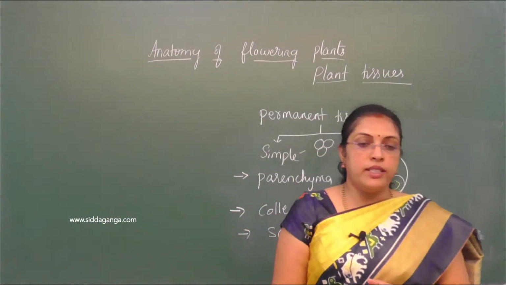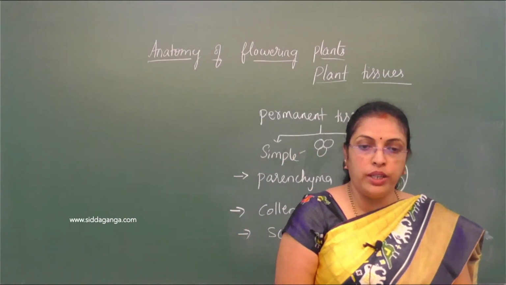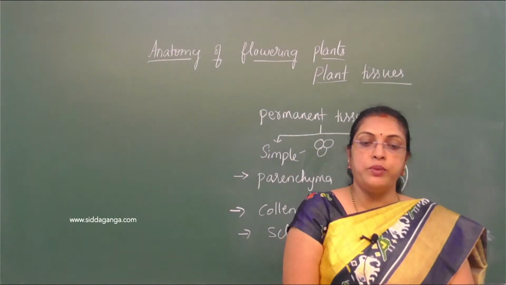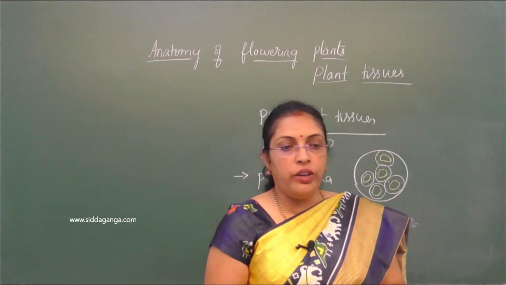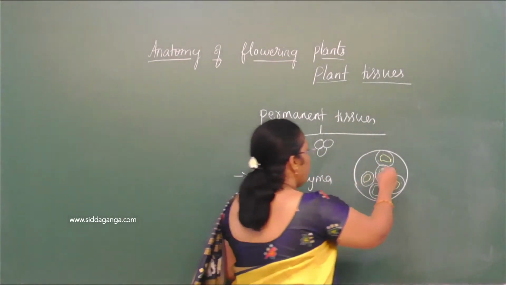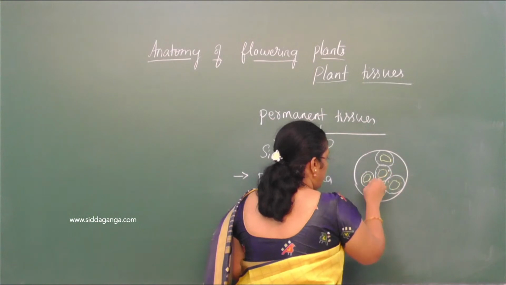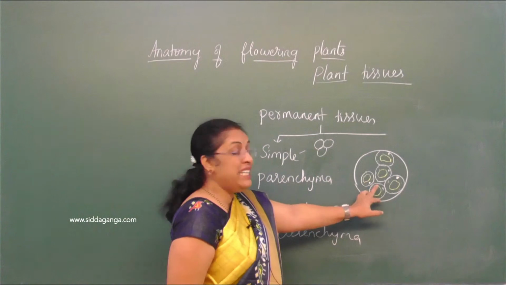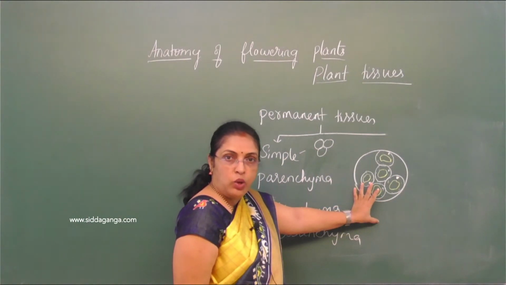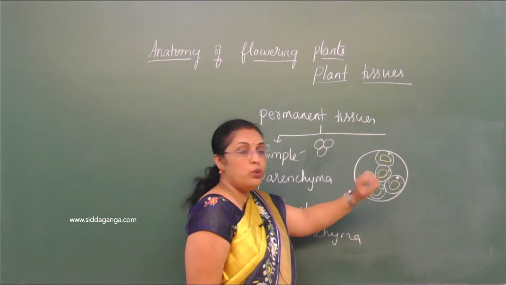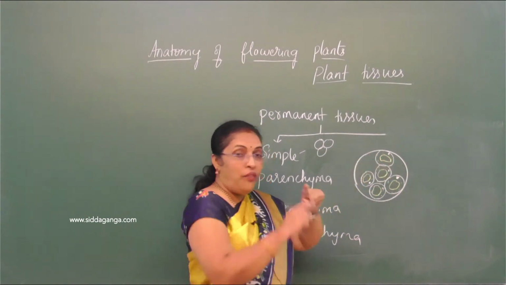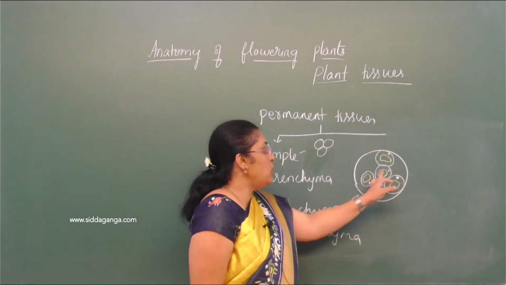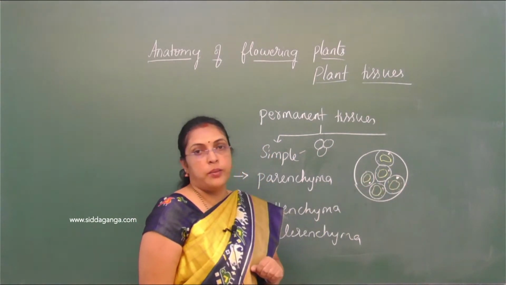Xylem is water conducting tissue. It helps in conduction of water, whereas phloem is food conducting tissue. It helps in conduction of food. Yes, very good. So we have a nucleus. In parenchyma, a thin cell wall made up of cellulose is present, having large vacuoles, and peripherally the protoplasm is distributed, and we see intercellular spaces between the cells.